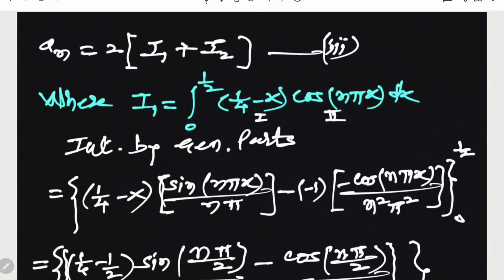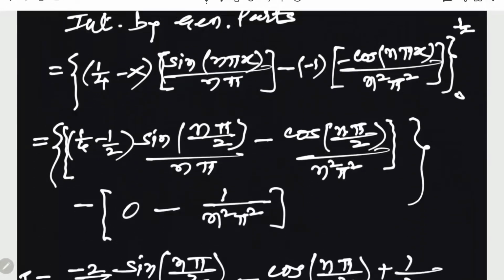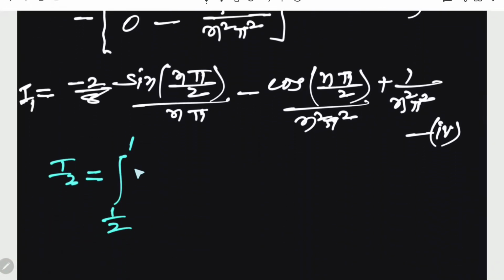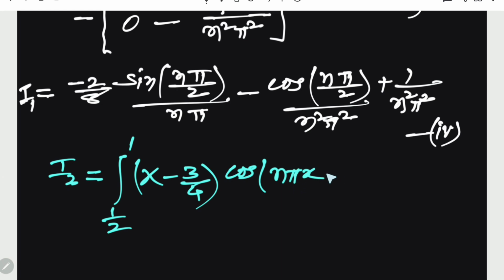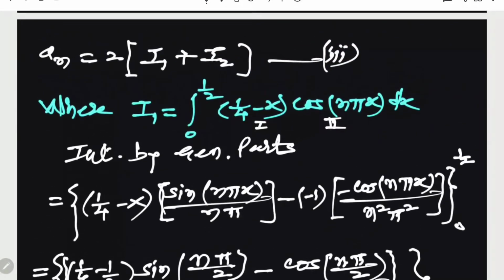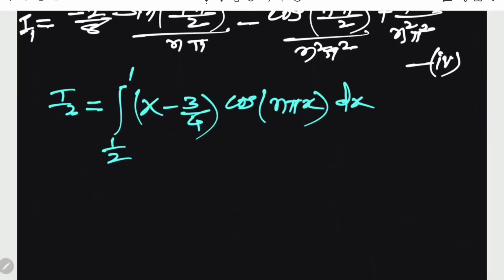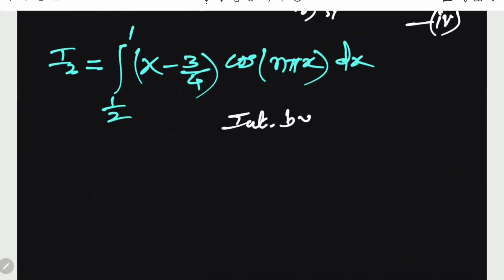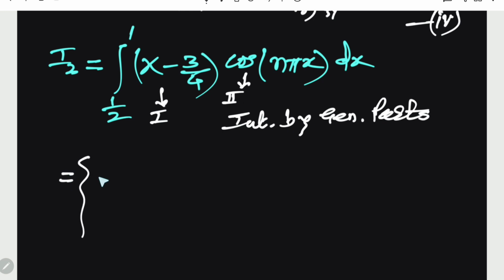I2 as integration from 1 by 2 to 1 of f(x), which is x minus 3 by 4 into cos of n pi x, with respect to x. As it is a product of two terms of x, we have to integrate it by generalized part. First term is x minus 3 by 4, algebraic, and second term is cos. Therefore, x minus 3 by 4 we consider as first and cos as second, and then apply the generalized part.